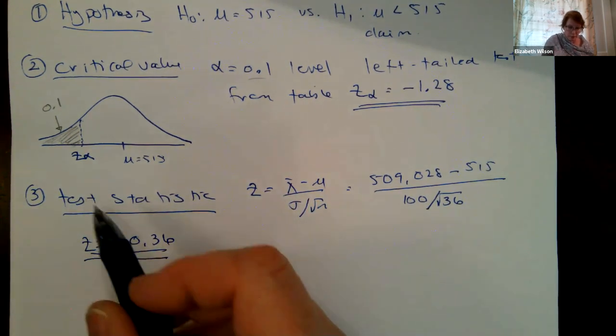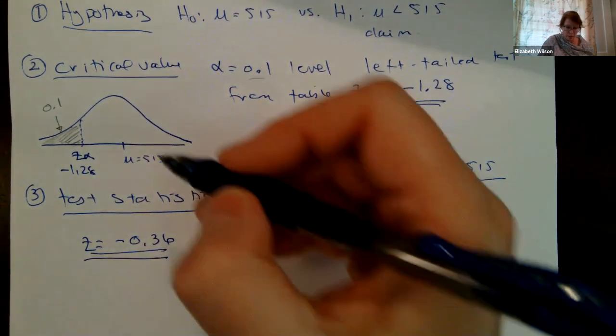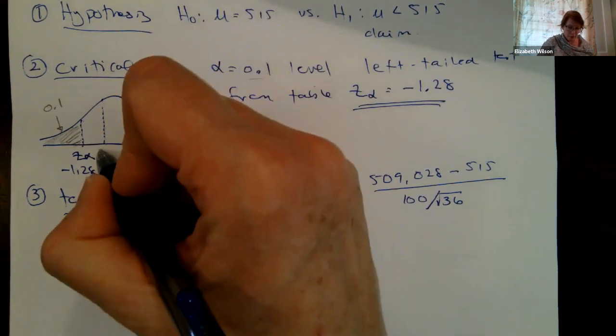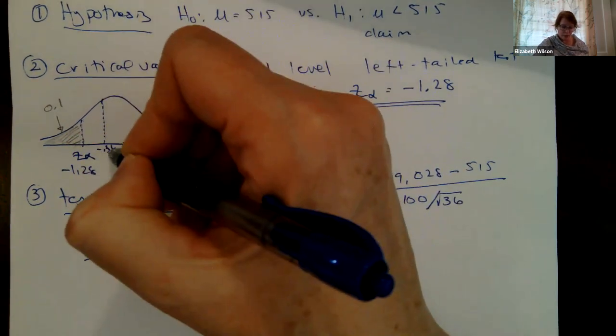So this is my test statistic. Let's just write on my graph. This critical value is minus 1.28. This is minus 0.36, just so you can get a visual on it. So this is our test statistic.